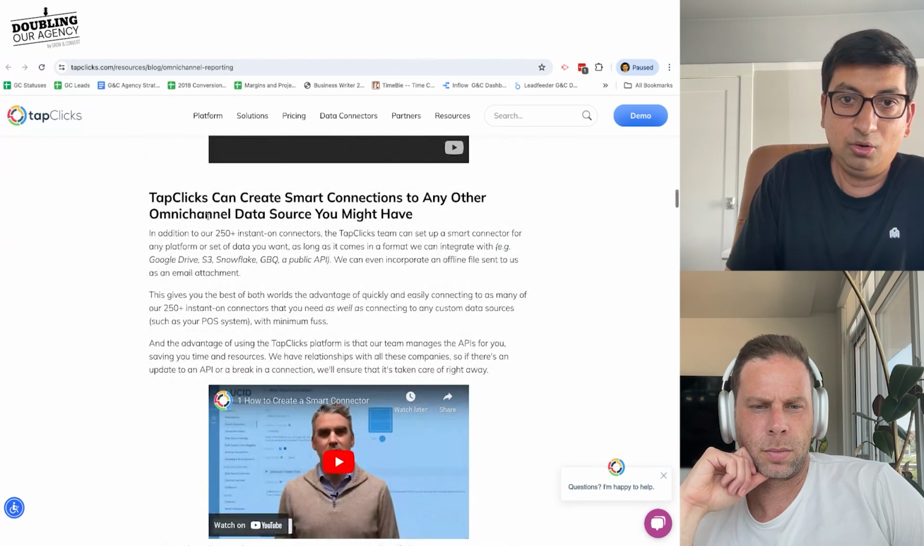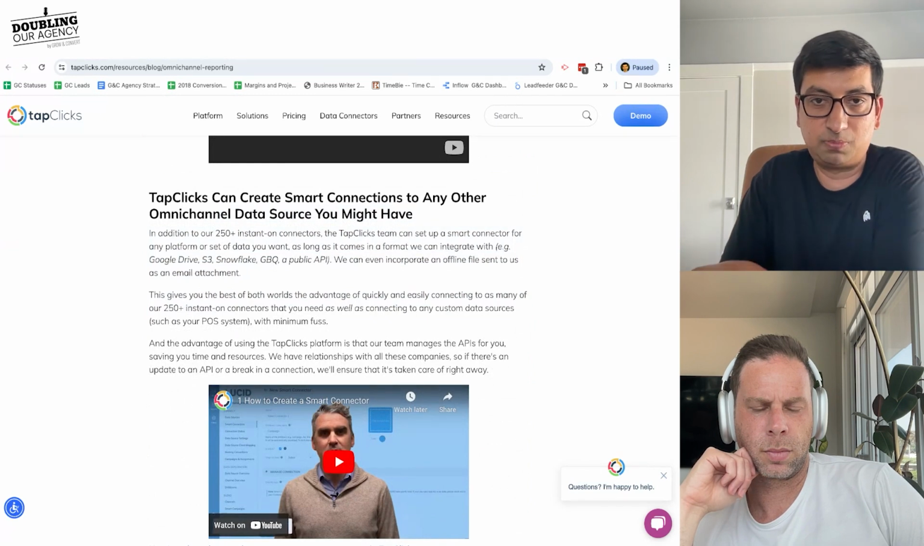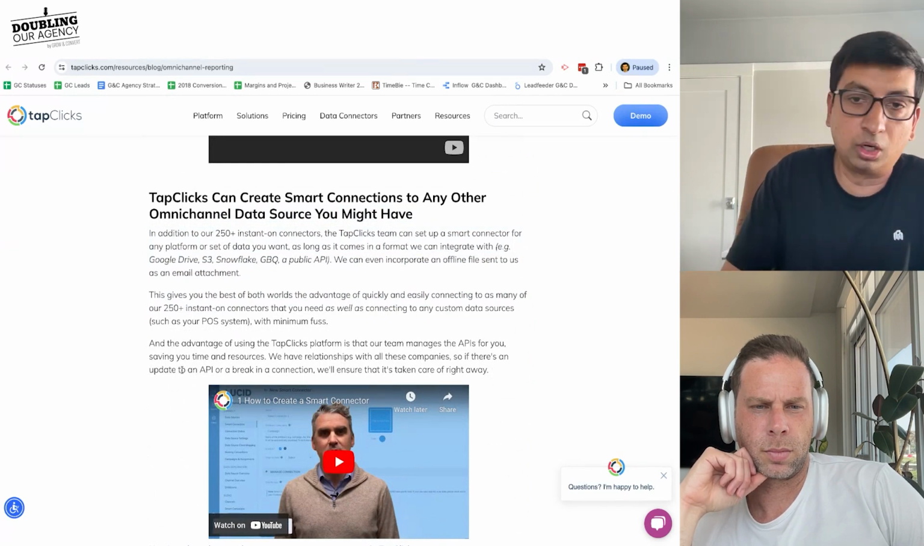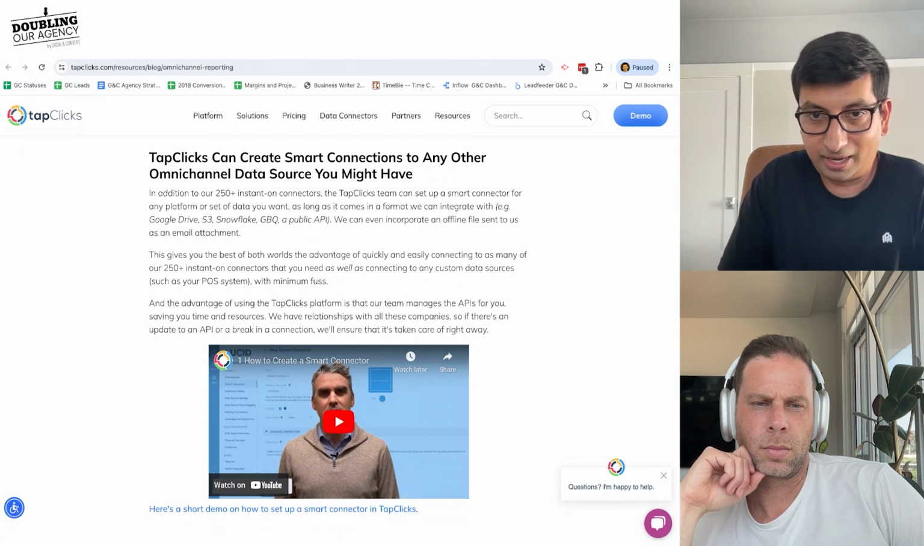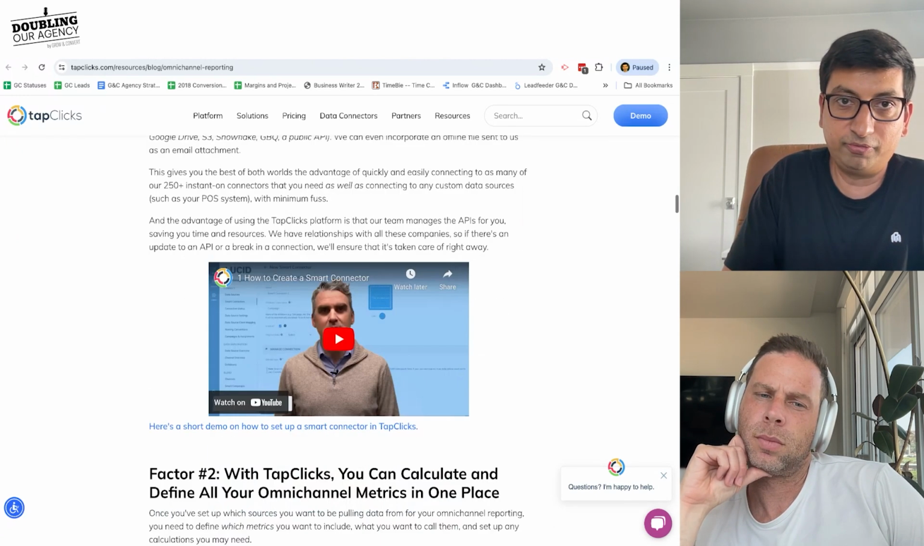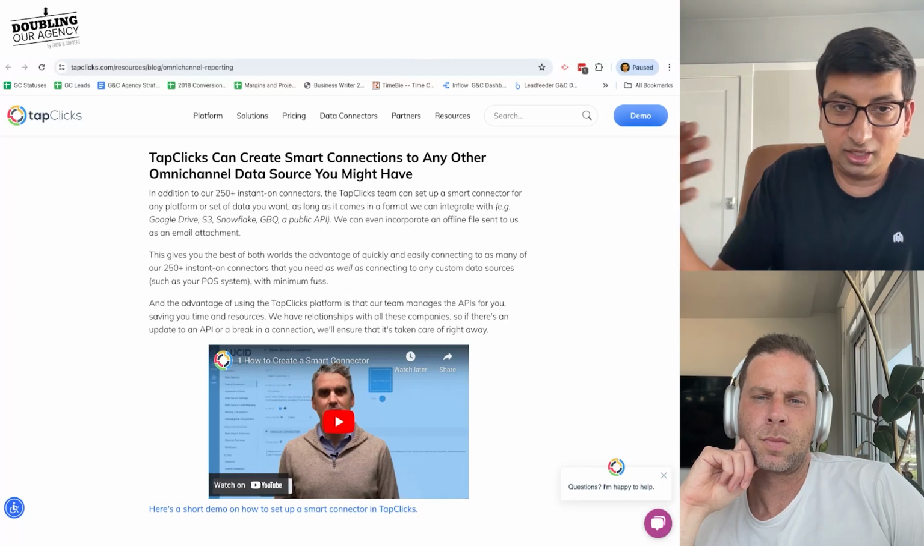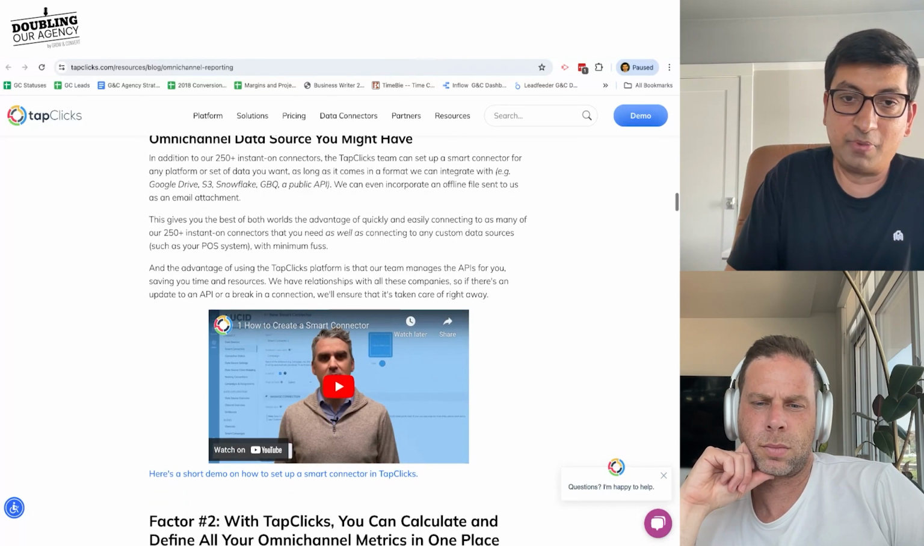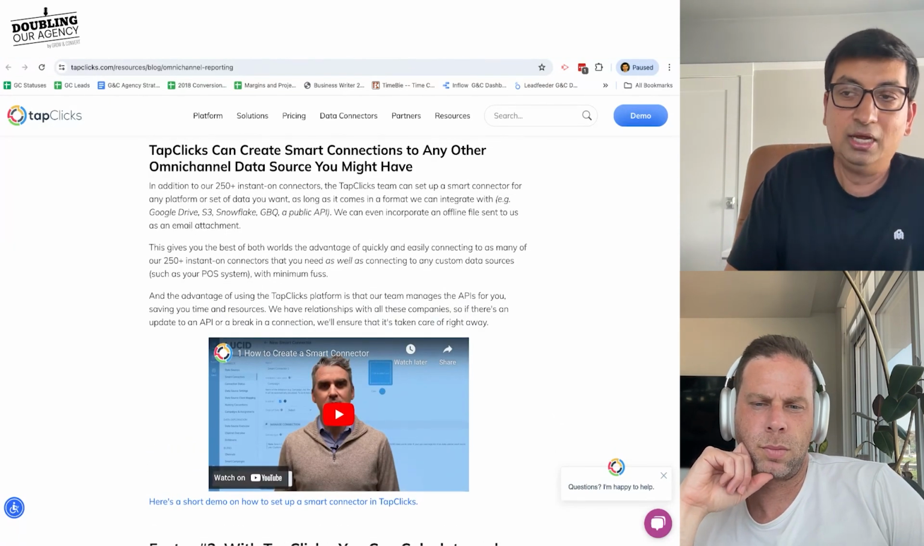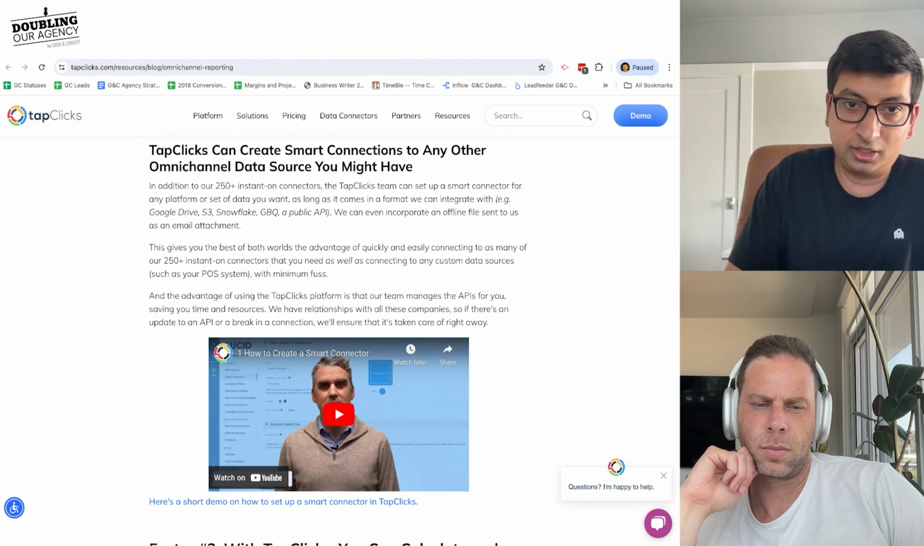And later, Tapclicks has this tool called a smart connector, where if you have some obscure data source where you're selling stuff that is not Shopify, that's not Amazon, it's some obscure one that's not one of the 150, they actually have this feature called a smart connection where you can create a custom connection and grab that data from any of your sources. So it truly can be a place where all of your data goes into it.